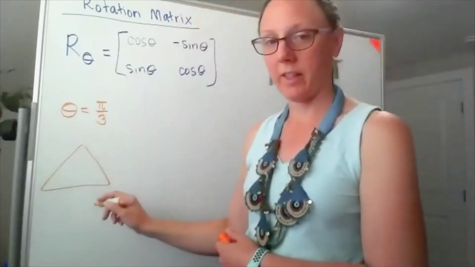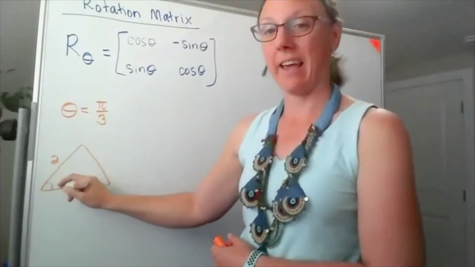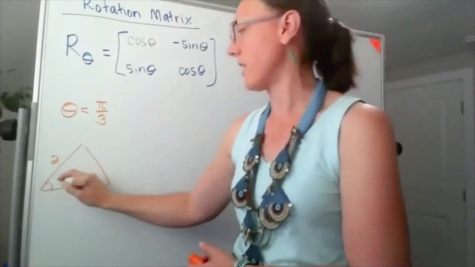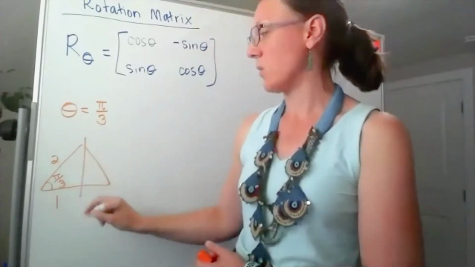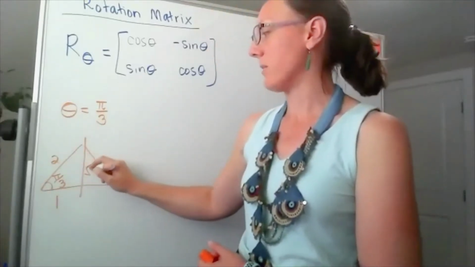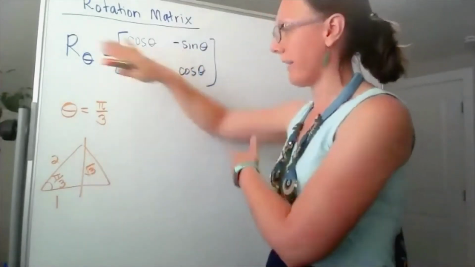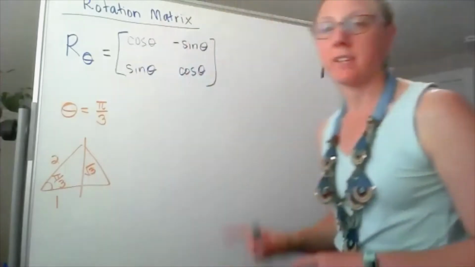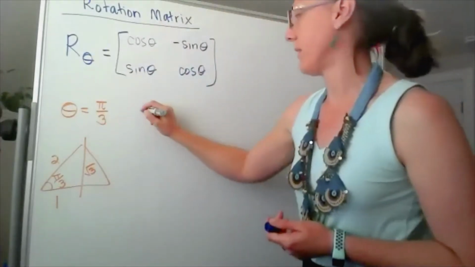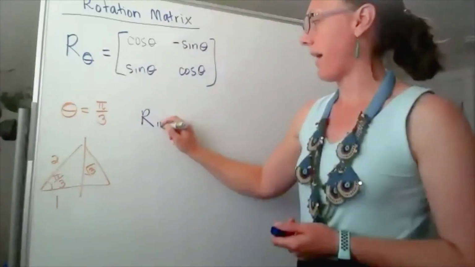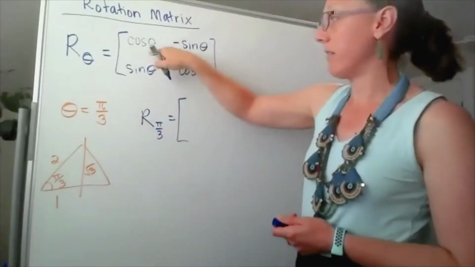If that's an equilateral triangle, then I'm calling all the sides 2, and that makes this angle pi over 3, or 60 degrees. And then if I cut it in half, that means the bottom side is 1, and the Pythagorean theorem tells me the height is going to be square root of 3. So now I'm all set up with my triangle. Our rotation matrix that's going to rotate an angle of pi over 3, I can denote with a pi over 3 down here. And we're going to fill in our pieces.